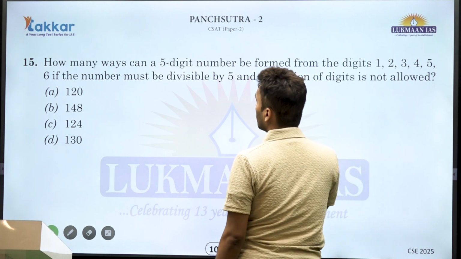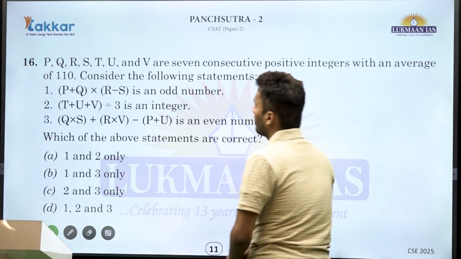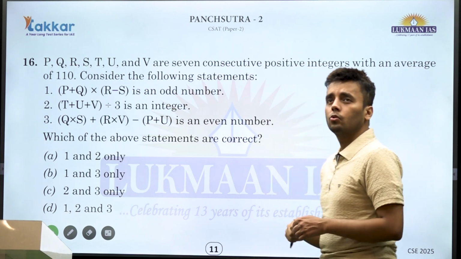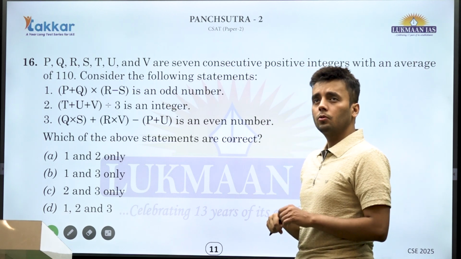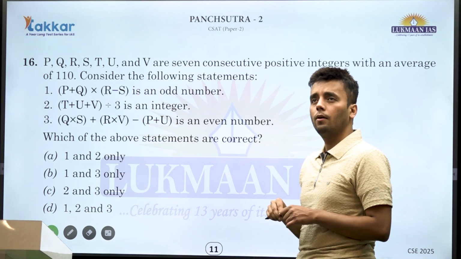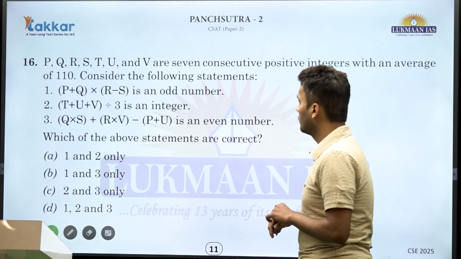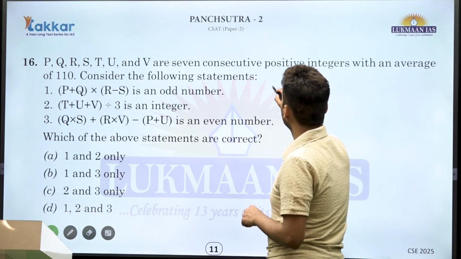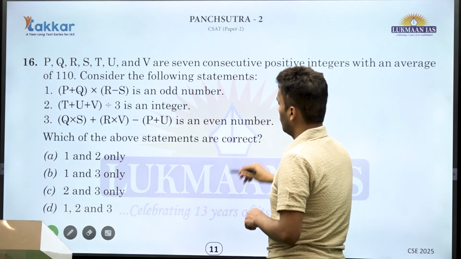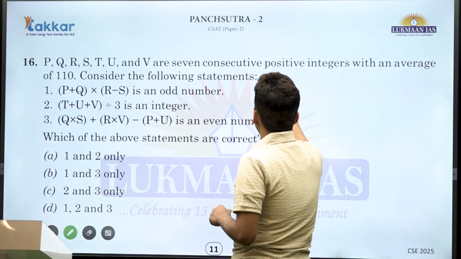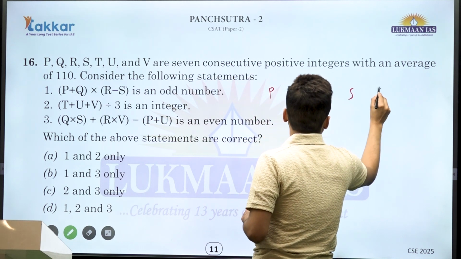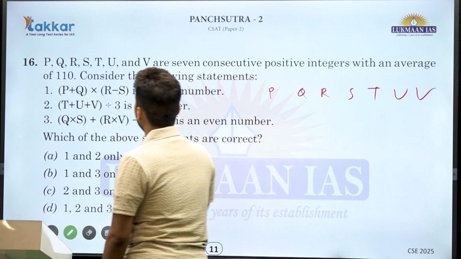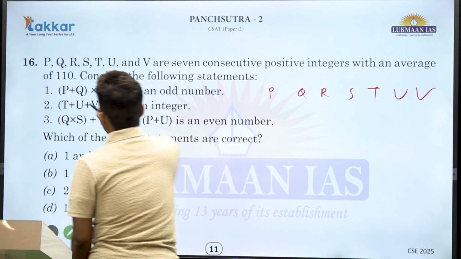Let's move on to another question. Okay, so in this question we will require a bit of calculation. This is a time-consuming question if you are not able to do the calculation a bit fast. So let's see. P, Q, R, S, T, U and V are 7 consecutive positive integers, with an average of 110.